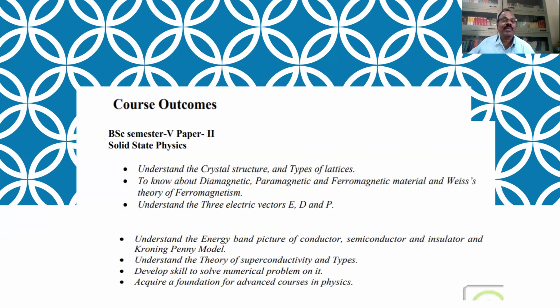And the course outcome of this same Semester 5 Paper 2, that is Solid State Physics, is like this: to understand the crystal structure and the types of lattices, to know about diamagnetic, paramagnetic, ferromagnetic material and the Weiss theory of ferromagnetism, to understand the three electric vectors E, D and P, to understand the energy band structure of conductor, semiconductor and insulator and the Kronig-Penney model, to understand the theory of superconductivity and the types of superconductor, to develop the skill to solve numerical problems on it, and to acquire the foundation for advanced courses in physics.